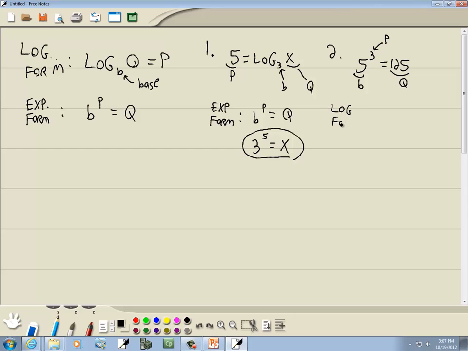Now your log form looks like this. Log, like that. So we're going to plug in the b, which is 5. So we got log base 5, q, which is 125, equals p, which was 3. And that'd be our answer.